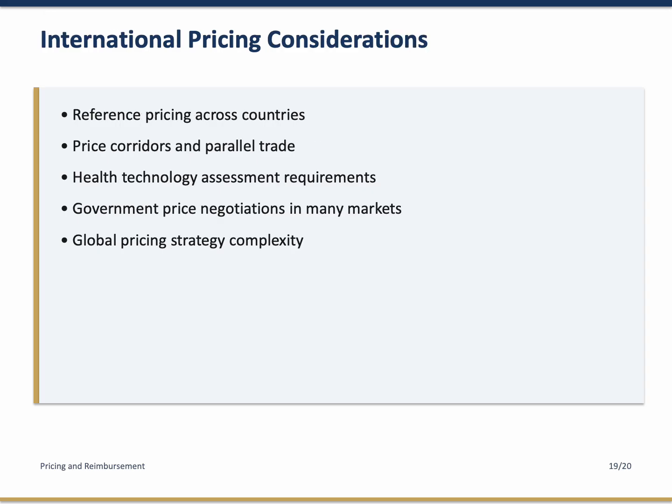International pricing presents additional complexity for global products. Reference pricing systems in many countries tie domestic prices to prices in other markets, creating interdependencies in pricing decisions. Price corridors attempt to manage parallel trade where products flow from low-price to high-price markets.